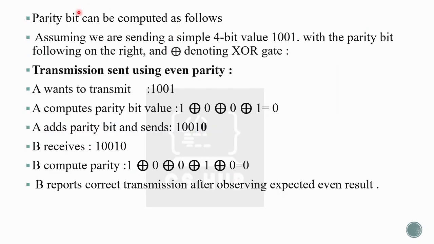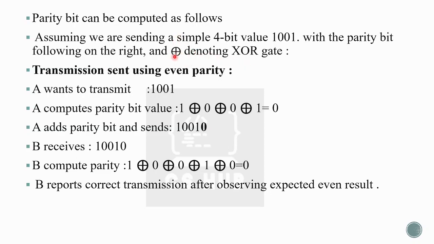Then a parity bit can be computed as follows. This is the concept of error detecting codes, how we can compute a parity bit and how we can identify that an error has occurred. Let's check this. Assuming we are sending a simple 4-bit value, we are sending the value 1001 with the parity following on the right. The parity bit is added on the right, and this is the XOR, denoting the XOR gate.